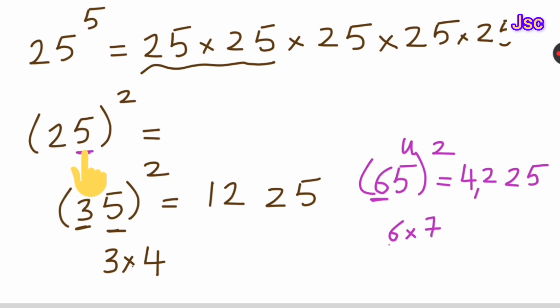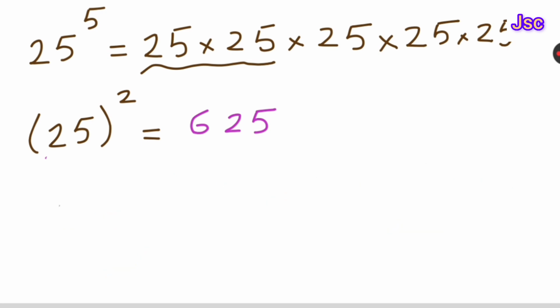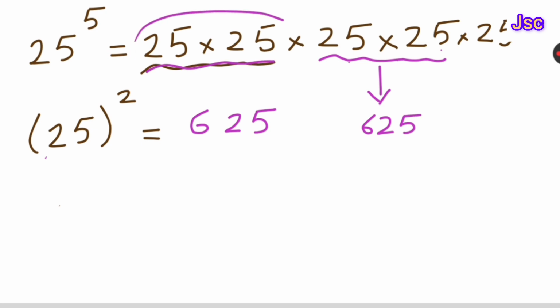Our 25 whole power 2 also ends with 5. So let's square the 5. 5 square is 25, and take the first digit, which is 2, and 2's next number is 3. So 2 times 3 is 6. So 25 raised to the power of 2, the result is 625. Similarly, here also we have 25 times 25, which is 25 raised to the power of 2, and the result is also 625.